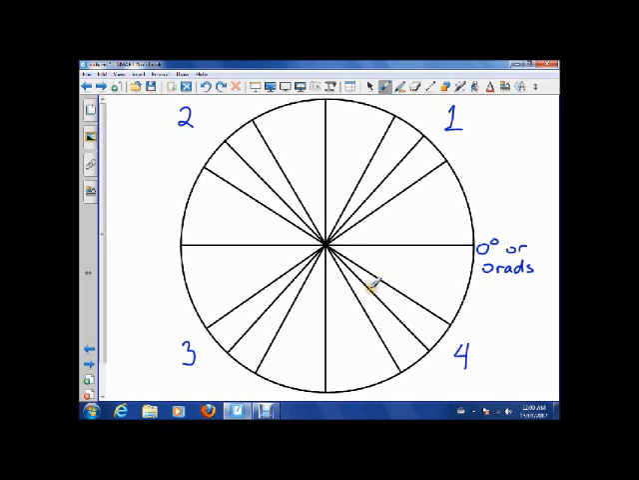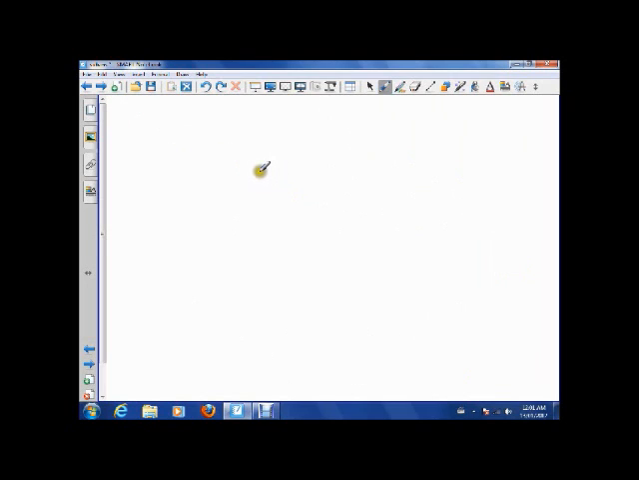Alright, so we can take an angle to go anywhere in the circle, within quadrant 1, 2, 3, or 4. Now let's look at degrees and radians. First, let's look at an easy one. Let's pick this right angle. We know that that's 90 degrees. Now what I want to know is what's 90 degrees in radians.